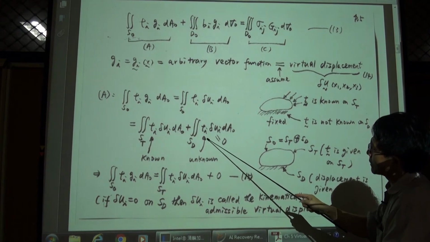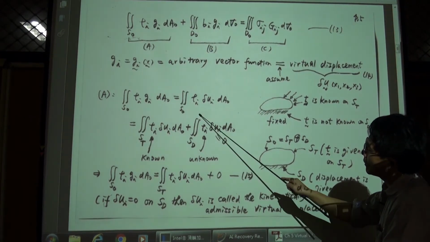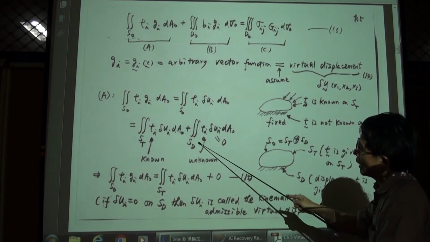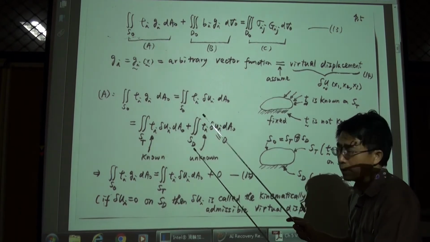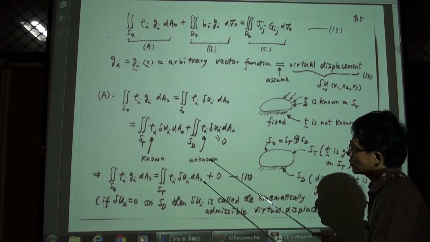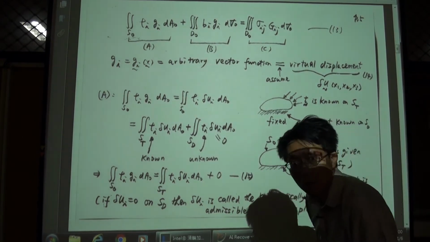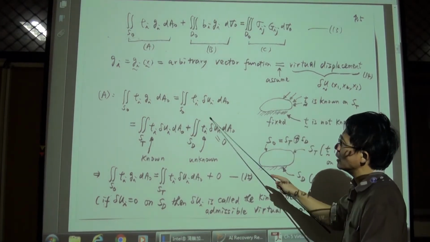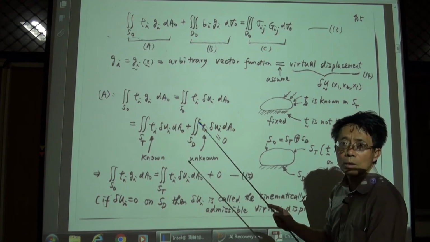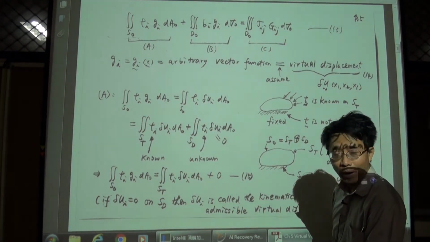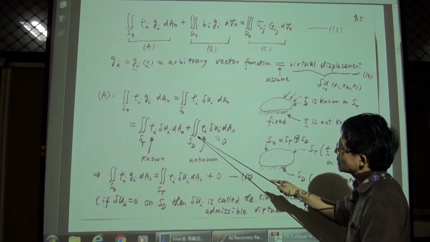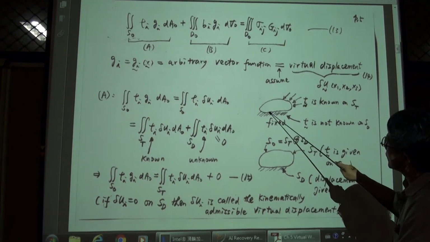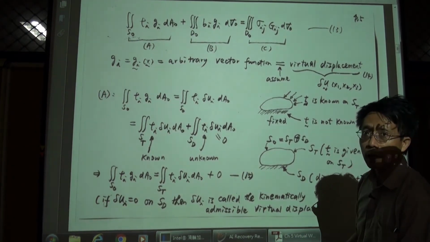But along this other surface, what we know is the displacements. We don't know the detail about the traction. So this one is unknown, and this will cause us trouble. We don't know how to calculate this integral because Ti is unknown. What we know is the displacement on this boundary SD. How can we calculate this integral?